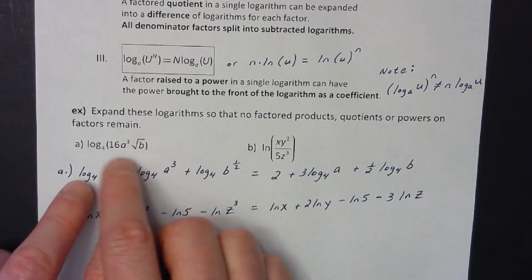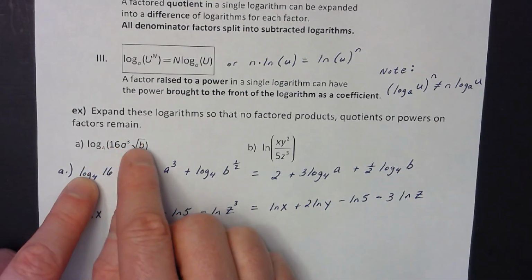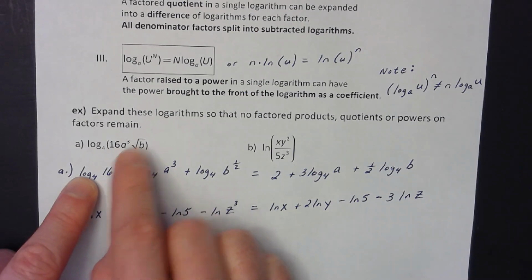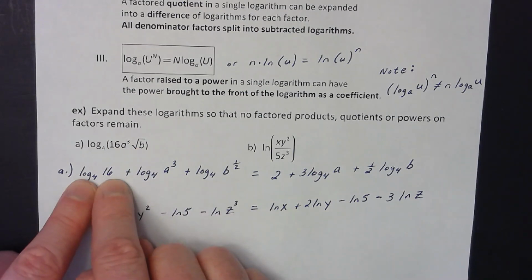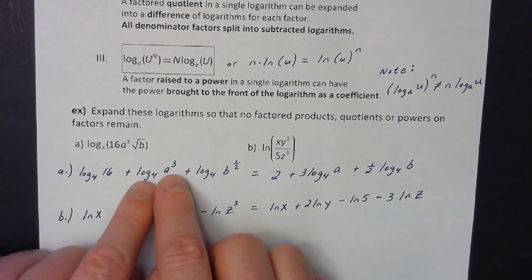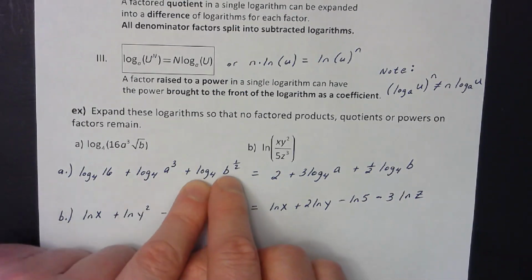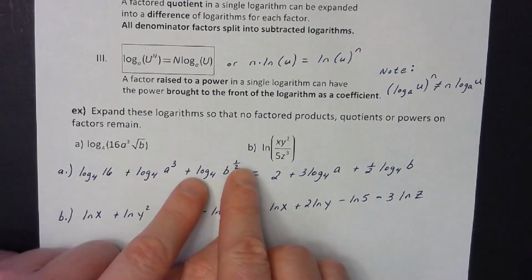So I went ahead and broke that up. I noticed I had three terms being multiplied inside of that log base 4. So notice, log base 4 of 16 plus log base 4 of a to the third plus, notice what I did here. I went ahead and said that square root is the 1/2 power, so that's plus the log base 4 of b to the 1/2.